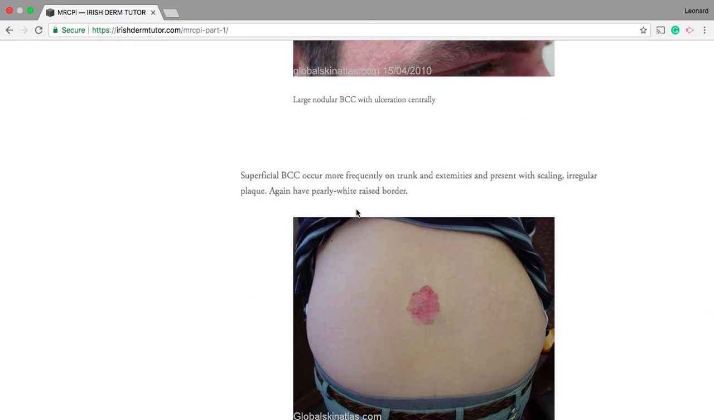And then the other major type we see is superficial BCC. This tends to occur more frequently on the trunk and extremities, and it presents with a scaling, irregular, usually pink plaque. And again, if you look closely, which you mightn't be able to see here, you often have a pearly white raised border.